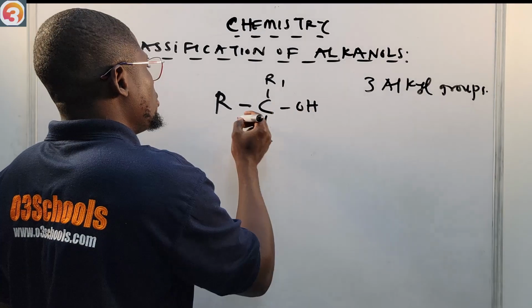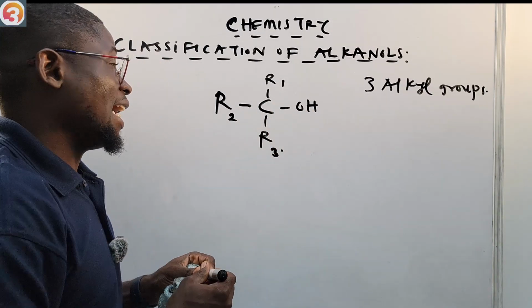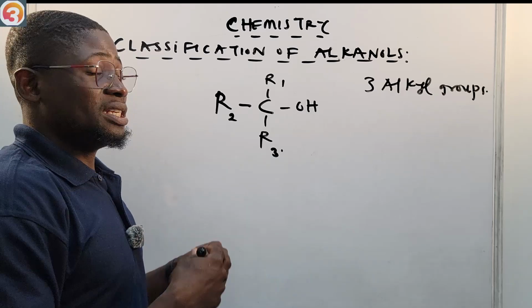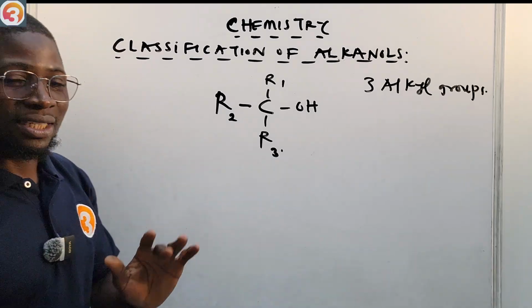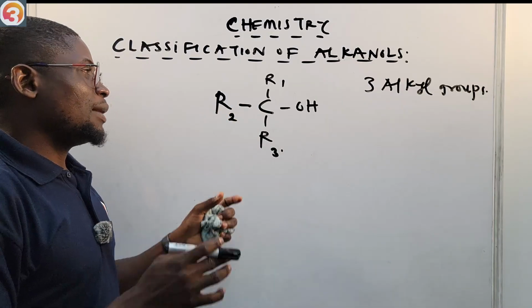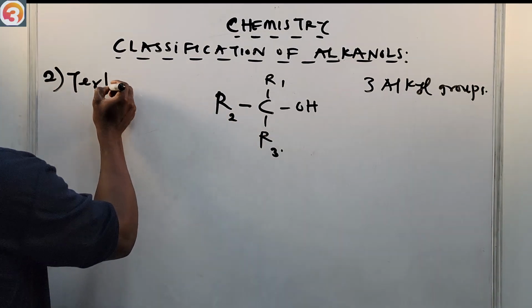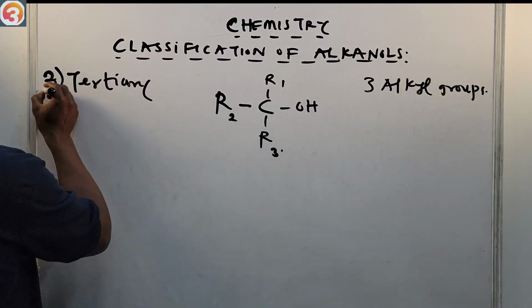So this may be arrow 1, arrow 2, arrow 3. Like I told you, the alkyl groups may be the same or they may not be the same. It's not a problem so long as they are alkyl groups. If you have 3 alkyl groups bonded to the carbon atom bearing the OH group, we call that a tertiary alkanol. Tertiary, that's number 3.